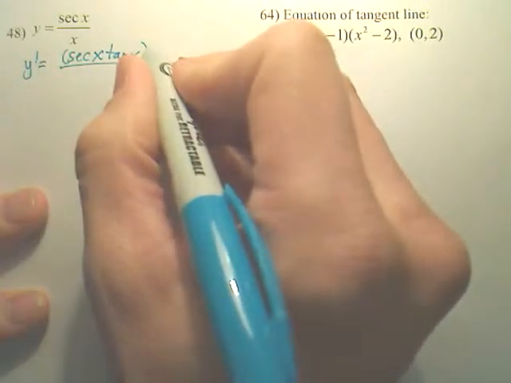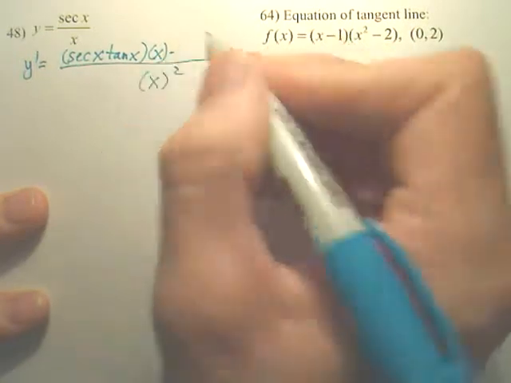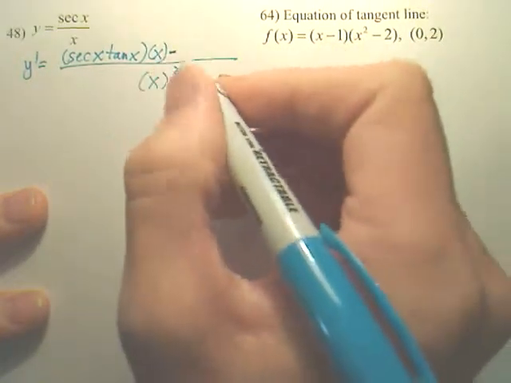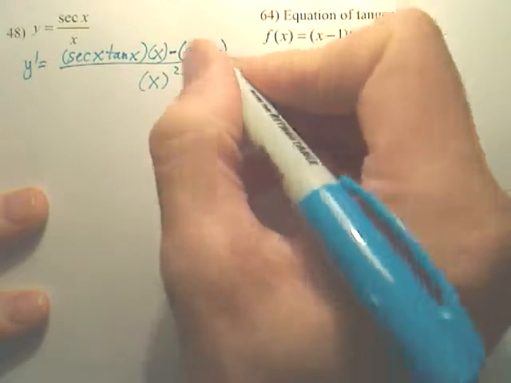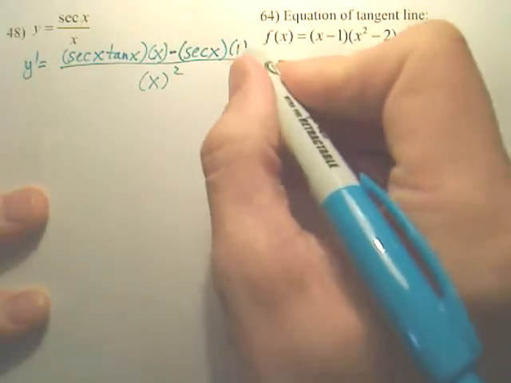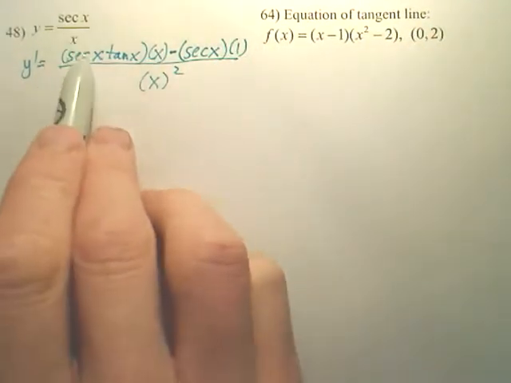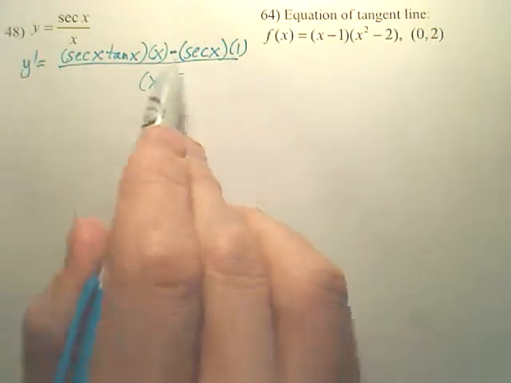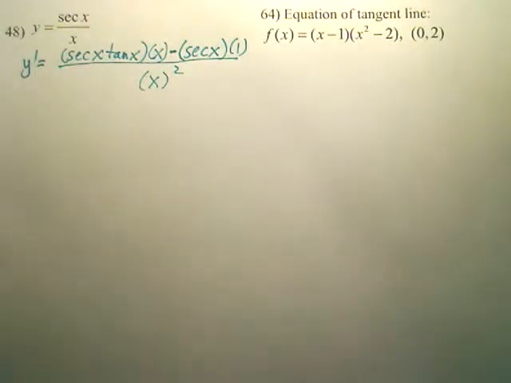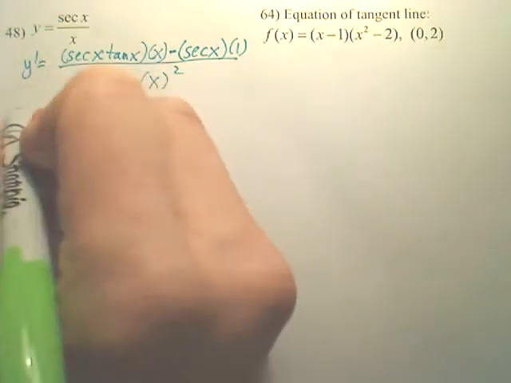You leave the bottom, then there's a minus, then you leave the top, and derive the bottom. The derivative of x is 1. So again, you derive the top, leave the bottom, leave the top, derive the bottom, and square the bottom. This is called the quotient rule. And then you just got to simplify this down.